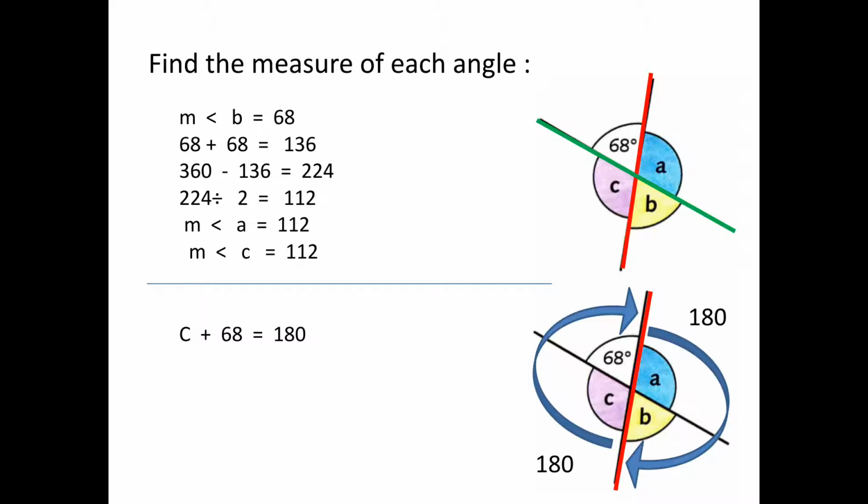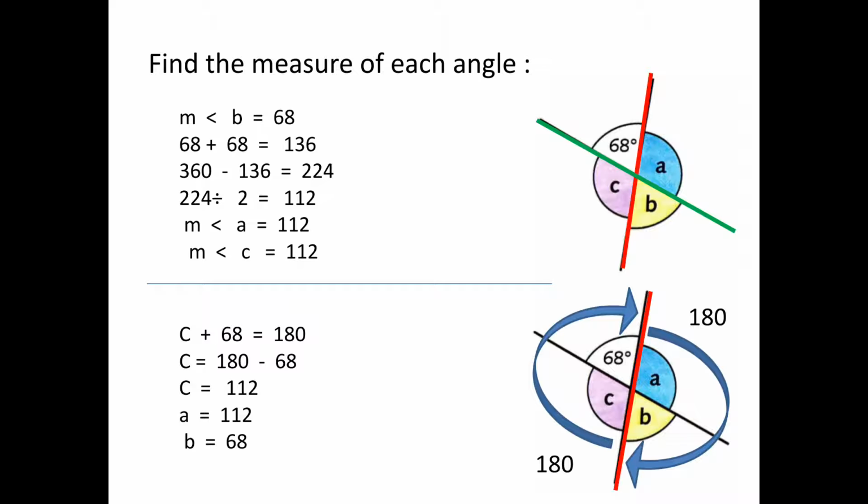Can I get C now? Yes. If you make 180 minus the 68, it will give you 112. So now I got C, it's equal to 112. As you know, C and A are opposite angles. If you look, you will find that they are opposite to each other. So C will be equal to A. So now I got A also, and it's equal to 112. And the only missing angle now is B. B is opposite to the 68. So B will be equal to 68 degrees.